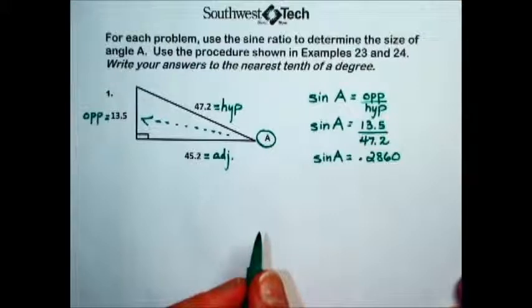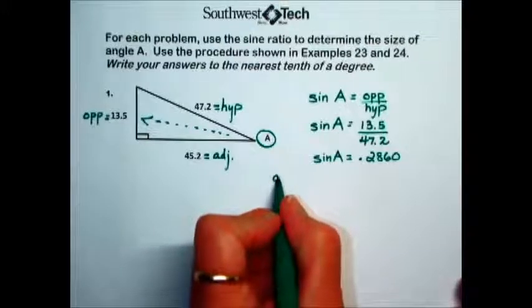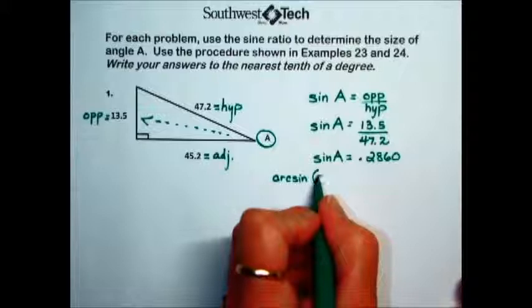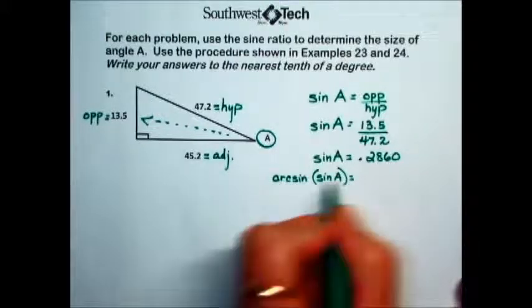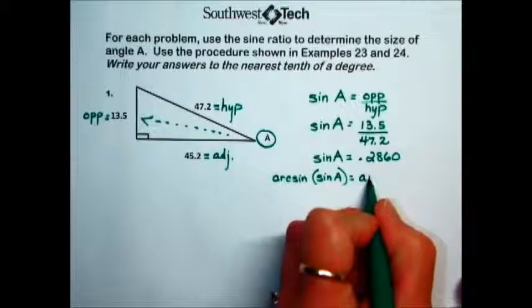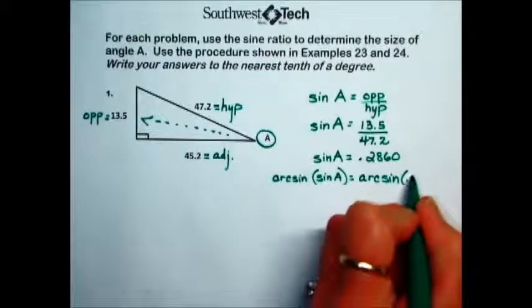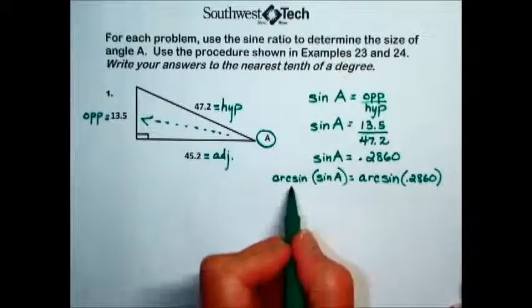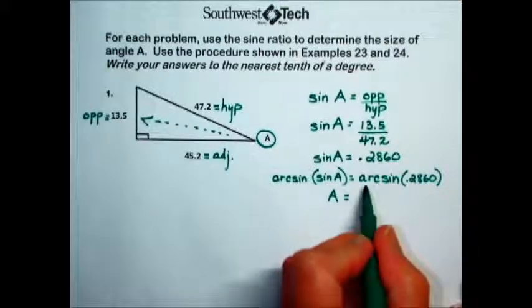Next, we have to use arc sine to solve this equation for the angle. So we will take the arc sine, which is the undoing of the sine function, on both sides of our equation so that we maintain equality.